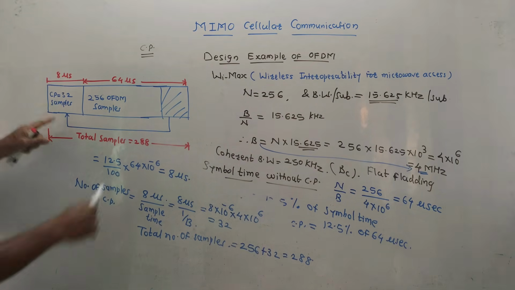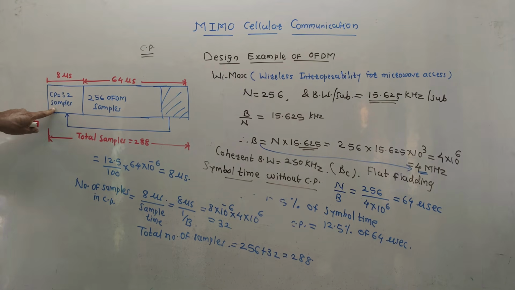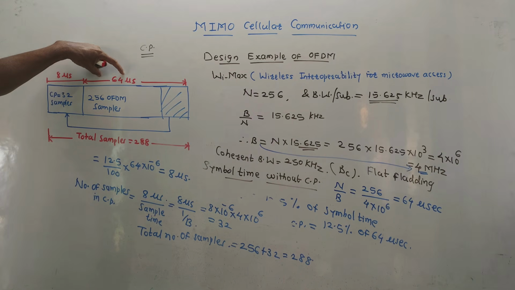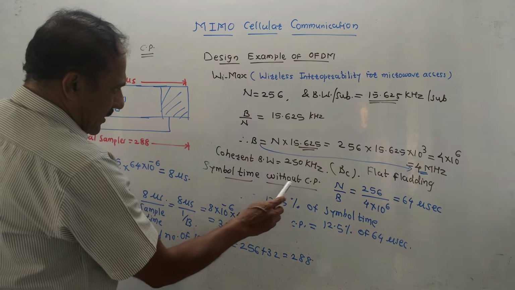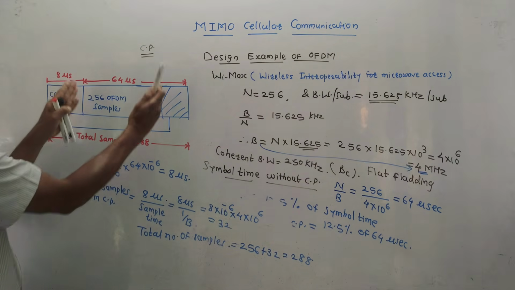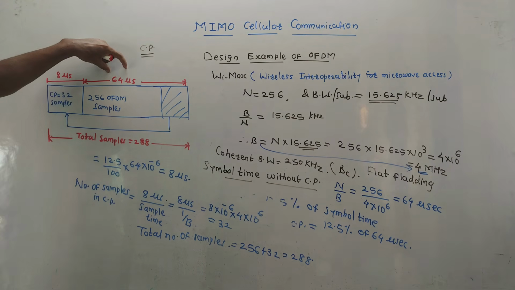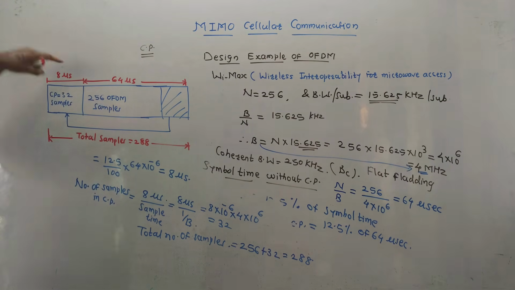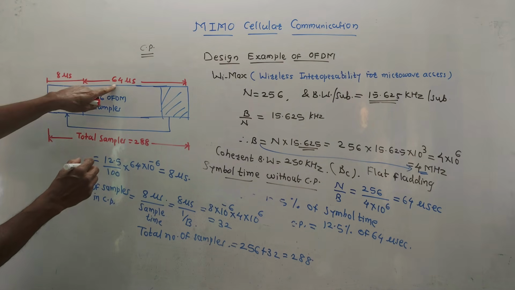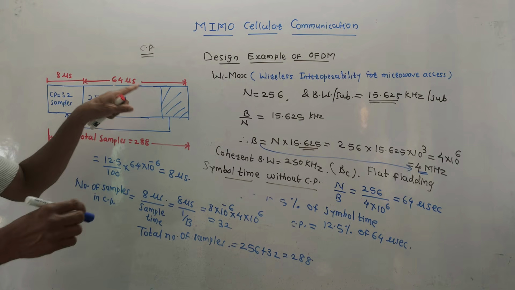Now I have drawn the frame structure. This cyclic prefix has 32 samples. Its duration is 8 microseconds. We have calculated this value. This is 256 OFDM samples, that means we can say 256 OFDM subscribers. The duration of CP is 8 microseconds. This duration is 64 microseconds, that is the symbol time without CP. We haven't considered CP in this part; we did the calculation for the cyclic prefix separately. So this time duration is 64 microseconds. So naturally the total time duration will be 64 plus 8, that is 72 microseconds.